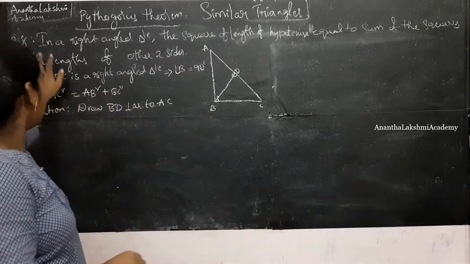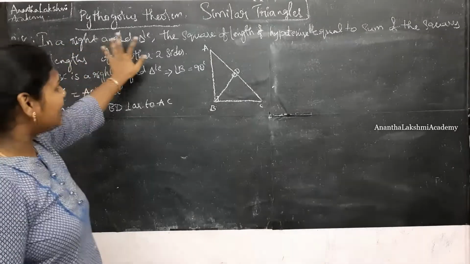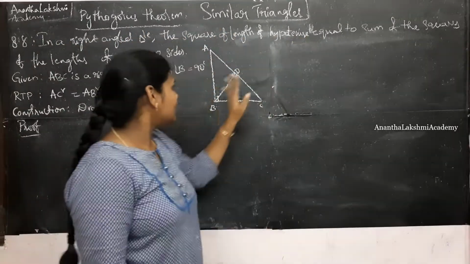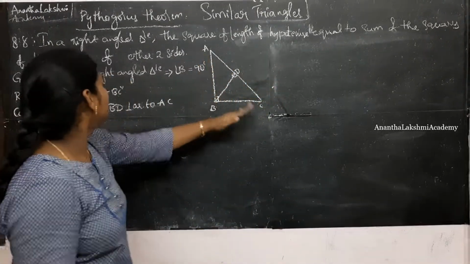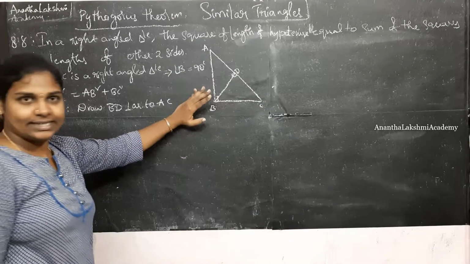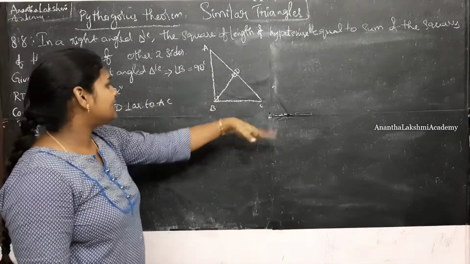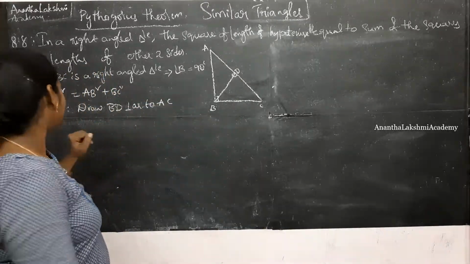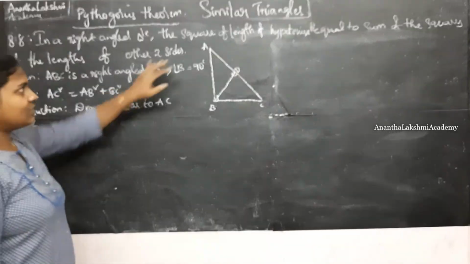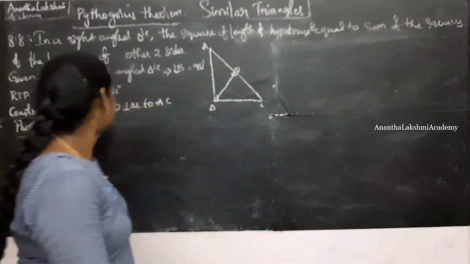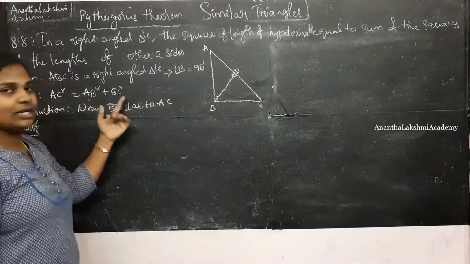Alright, so let us jump into the Pythagoras theorem or Bhaudhayan theorem statement. This is theorem 8.8 in your textbook. In a right angle triangle, the square of the length of the hypotenuse is equal to the sum of the squares of the lengths of the other two sides. That is what Pythagoras theorem states. So for us, given triangle ABC is a right angle triangle and angle B is equal to 90 degrees, we are supposed to prove that AC square is equal to AB square plus BC square. That is what is mentioned, right? Square of the length of the hypotenuse is AC square. Sum of the squares of the lengths of the other two sides is AB square and BC square.